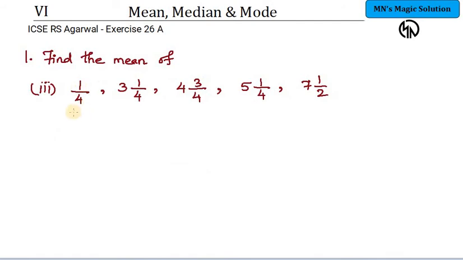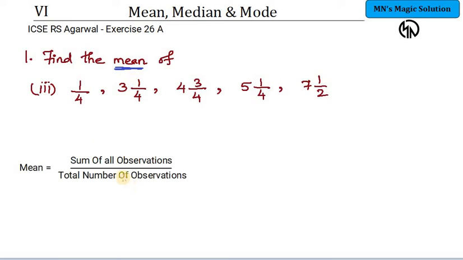In this third subdivision, it's interesting that we are going to find the mean of these fractions. So as usual we know, what is the formula for finding mean? It is the sum of all observations divided by the total number of observations. But how can you add fractions? Only like fractions we can add. So we have to make these mixed fractions into improper ones, and that too like fractions. So how to convert them?